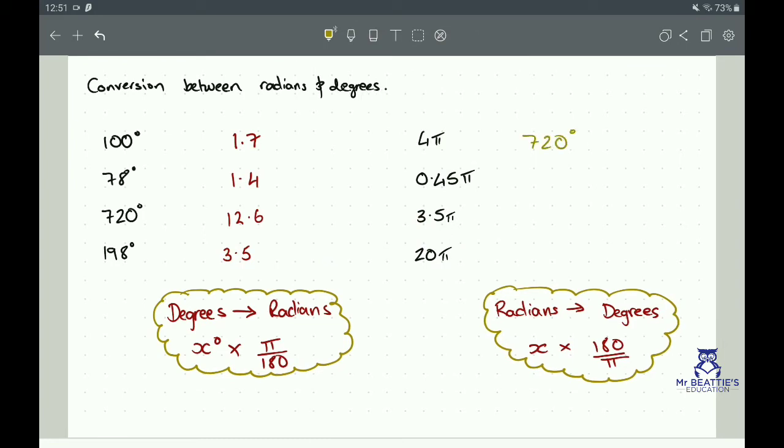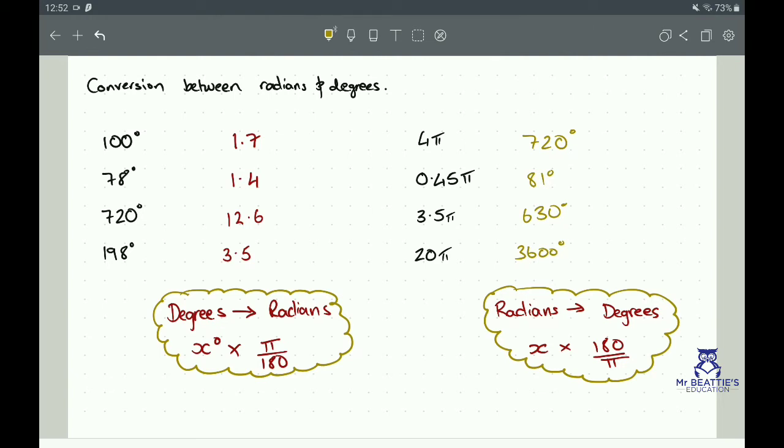And 0.45 pi is going to come out as 81 degrees. 3.5 pi, 630 degrees. And 20 pi, oh, I'd like 20 pi's. Not all at once, but just in general. So that would be how we'd convert from degrees to radians and radians into degrees.